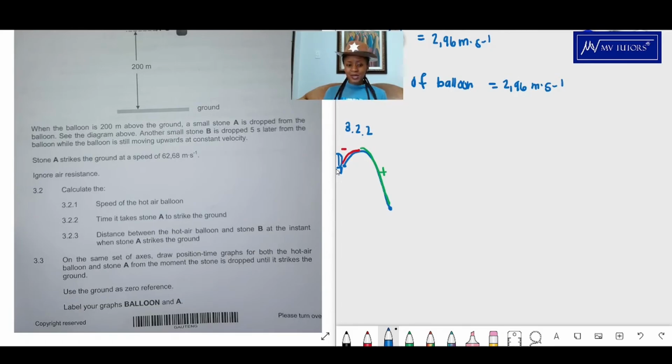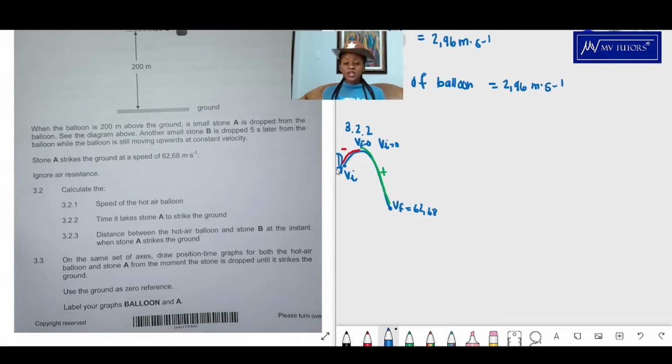So the time it takes for the stone to hit the ground, first of all, it will go up. So there's that initial velocity that we just calculated, and then it comes to a point where the velocity is 0. So this would be the final velocity for the motion going up. For the motion going down, the initial velocity is 0, but the final velocity was given to us as 62.68. So that's basically what we will be using going forward.